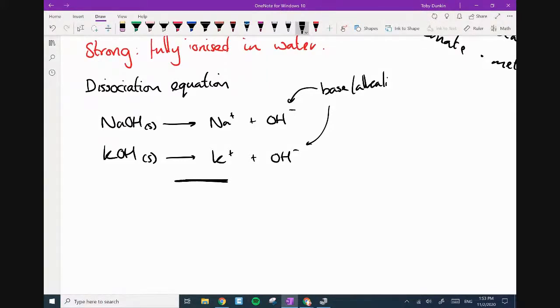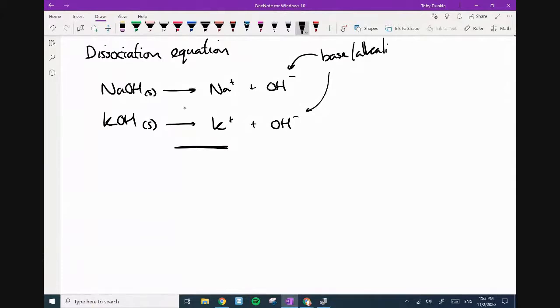Now there's another one we need to show, which is calcium hydroxide. Can everyone pause the video and have a go at that one for me? By the way, state symbols of course become aqueous, because we're dissolved in water. So have a go at the dissociation of calcium hydroxide.